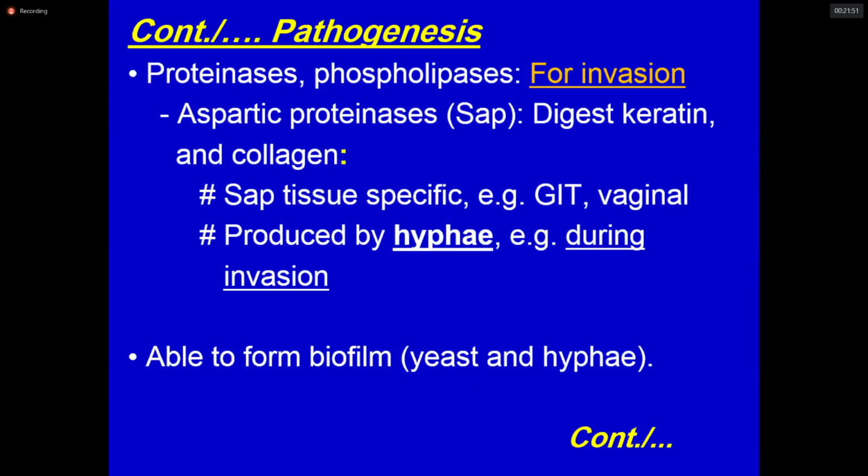Also, Candida albicans, whether it is yeast form or hyphae, can form what we call biofilm. Biofilm is a surface growth of the microbe. For example, they can form biofilm over the tube of the catheter or the back of the catheter.